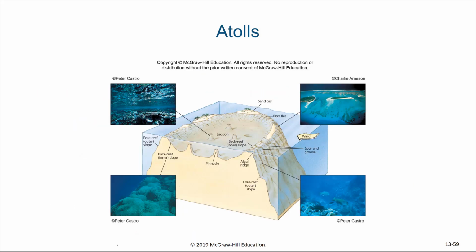When we look at an atoll, we can see the very steep outer slopes of the fore reef, and then that more shallow back reef slope making up the lagoon. Within the lagoon, you may find pinnacles of coral growth, in addition to sand keys along the edge.